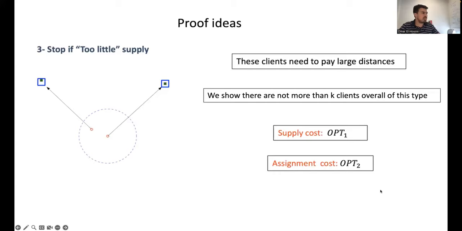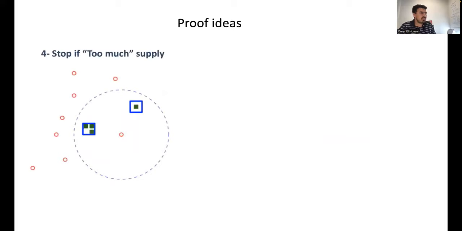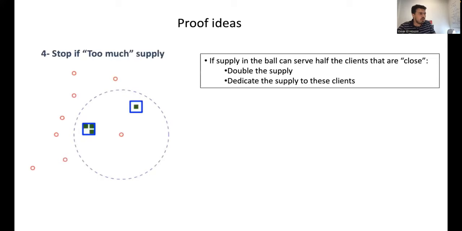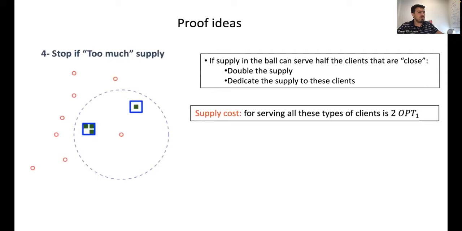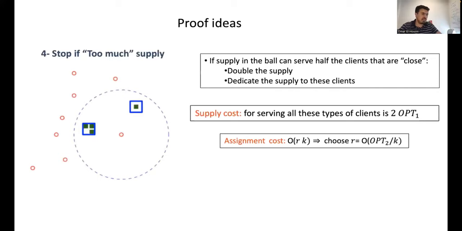clients. The last idea is the opposite. If I have too much supply, I don't have to grow the ball anymore. So more formally, I will look at the supply around the ball when I'm growing that ball, and then I see if this supply can serve, let's say, half of my clients. If that is the case, I dedicate all this supply to this client and stop growing the ball because I have enough supply to serve them statically. But if it's not the case, then I keep growing.